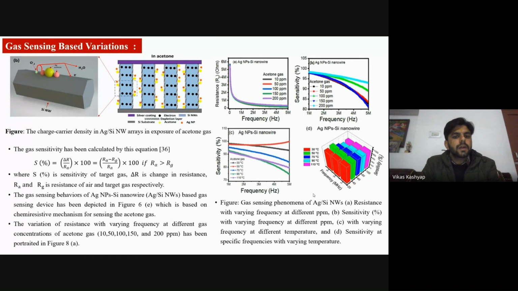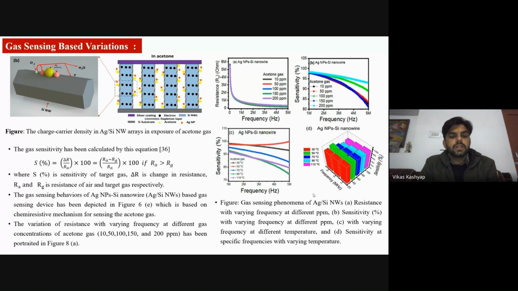the gas sensitivity is calculated by the equation given, where S is the sensitivity to the target gas, delta R is the change in resistance, and Ra and Rg are the resistance in air and in the target gas respectively. The gas sensing behavior of the Ag nanoparticle-based gas sensing device is depicted in this figure, which is based upon the chemiresistive mechanism for sensing acetone gas.